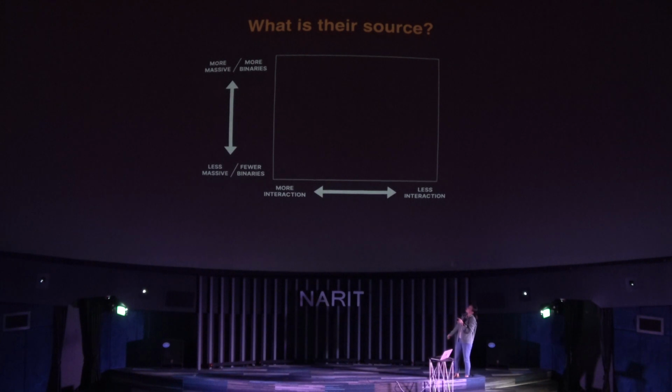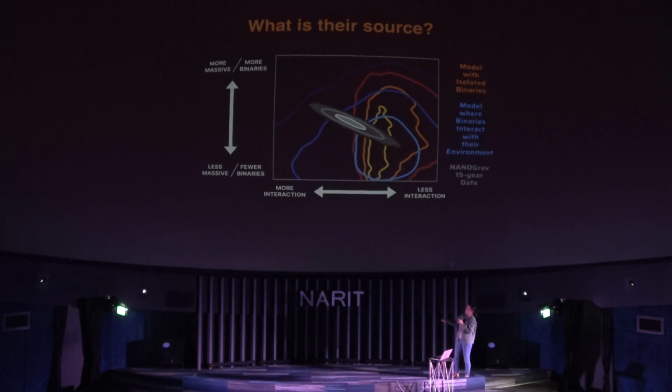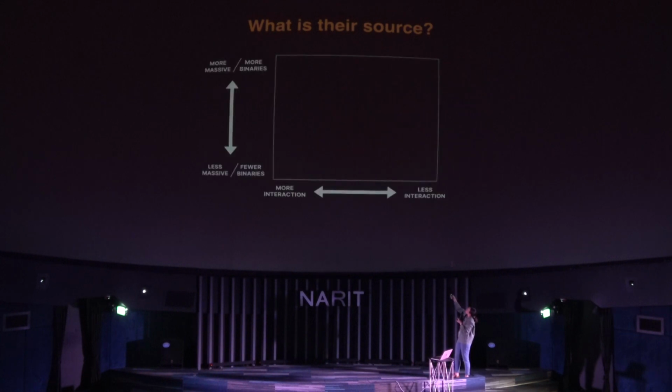And we can do things like this. We can try to place constraints on how galaxies come together. So if we have two different models for galaxies, one with isolated binaries, one where they're interacting with gas and stuff in their environment. Here's our NANOGrav results, and we can say, hey, this model, oops, sorry, I keep meaning to click the red thing and press the other button.